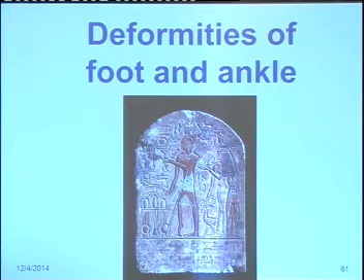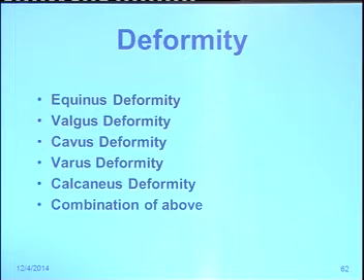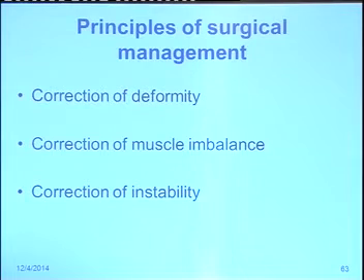Deformities of the foot and knee. You see that this is an Egyptian painting which shows the post-polio residual paralysis with equinus deformity. The deformities most commonly seen at the level of the ankle and foot are equinus deformity, valgus deformity, cavus deformity, varus deformity, calcaneus deformity, and there can be a combination of all of these.